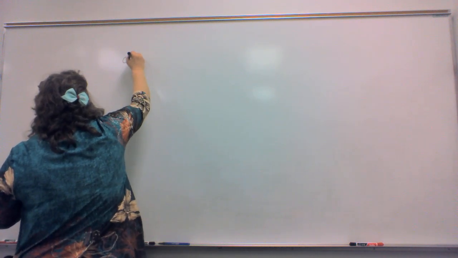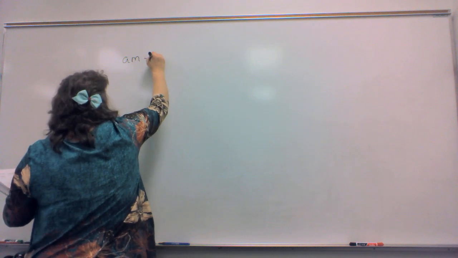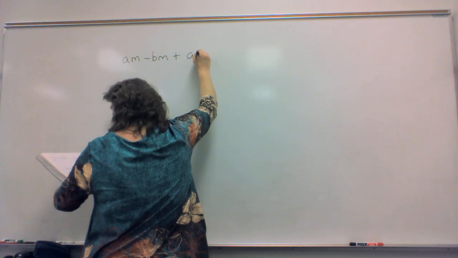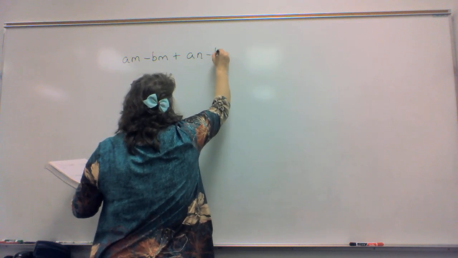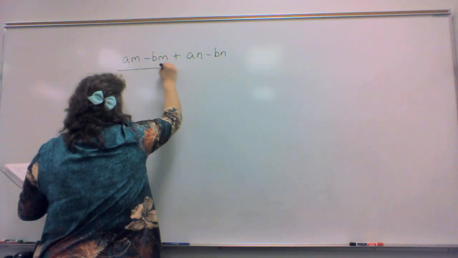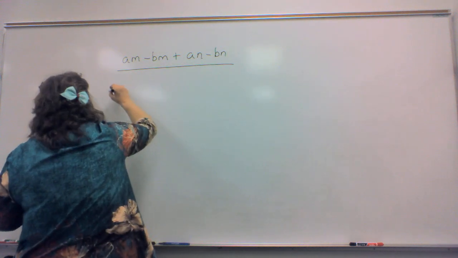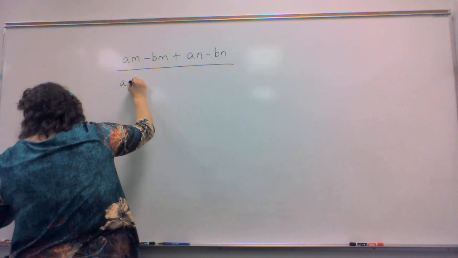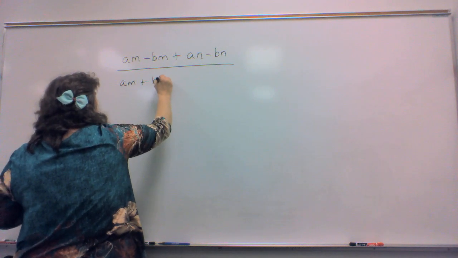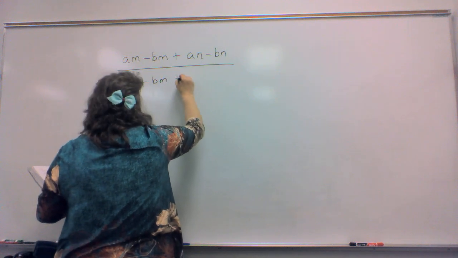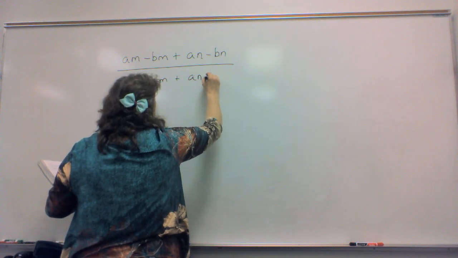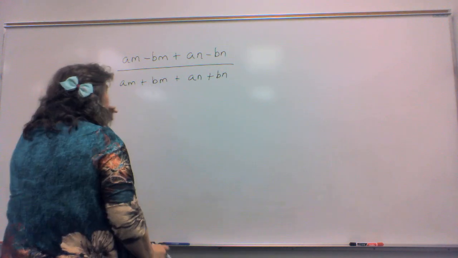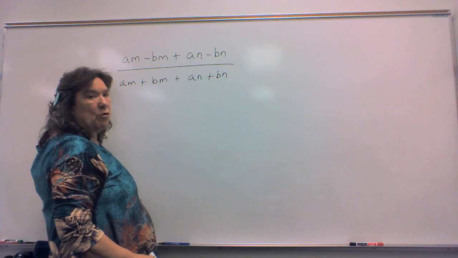I've got am minus bm plus an minus bn, and this is over top of am plus bm, and then plus an plus bn. Okay? So what are we going to do? This is 4 terms and 4 terms.